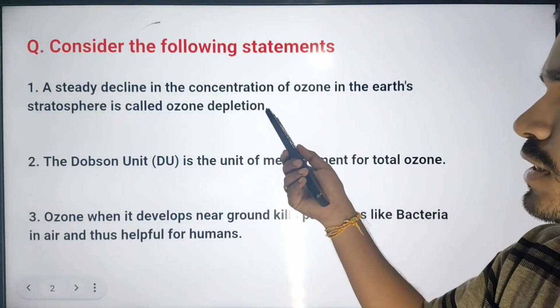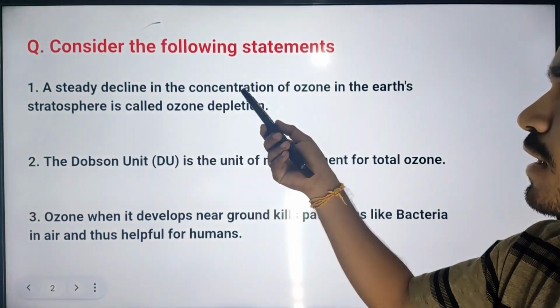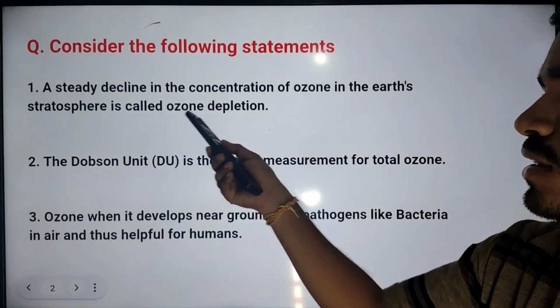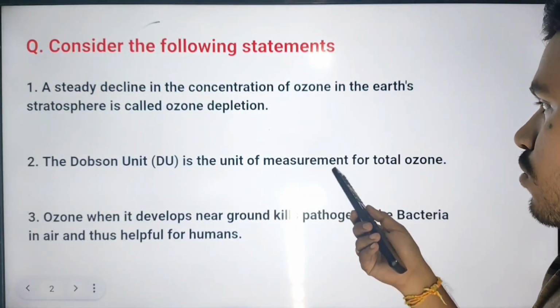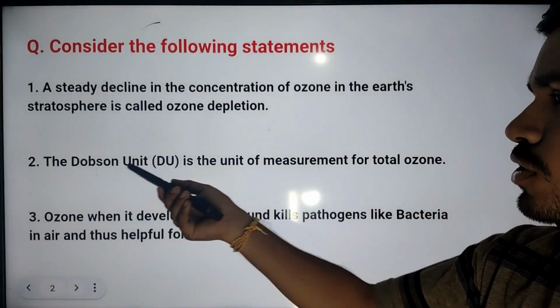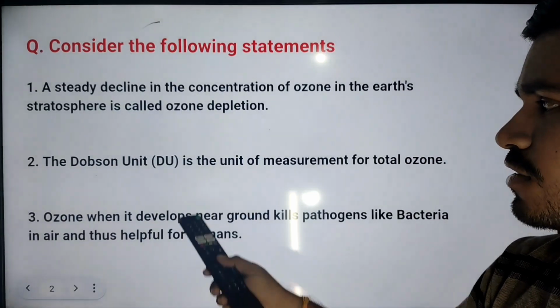If this is the first one, this statement is correct. A steady decline in the concentration of ozone in the Earth's stratosphere is called ozone depletion. And the second statement is also correct. To measure the total ozone, we use the Dobson unit. So this is also correct.